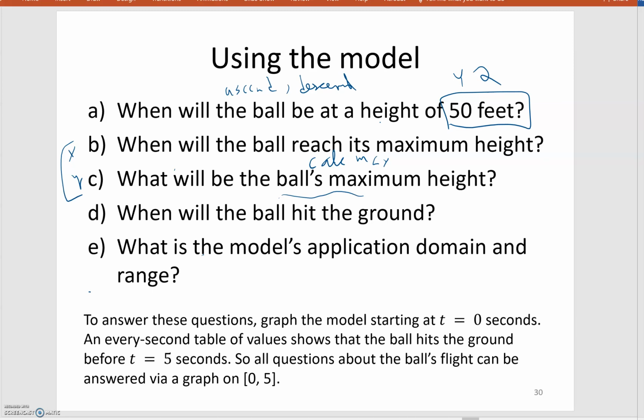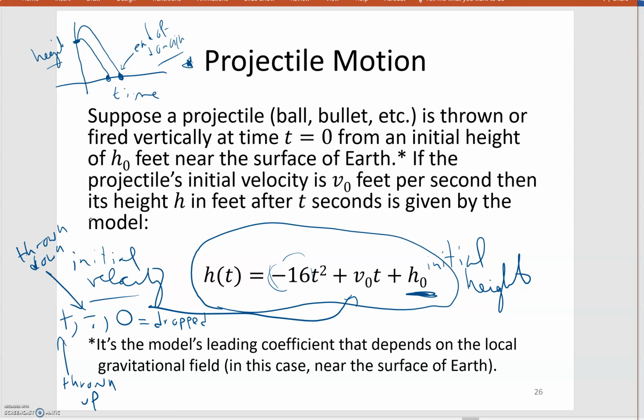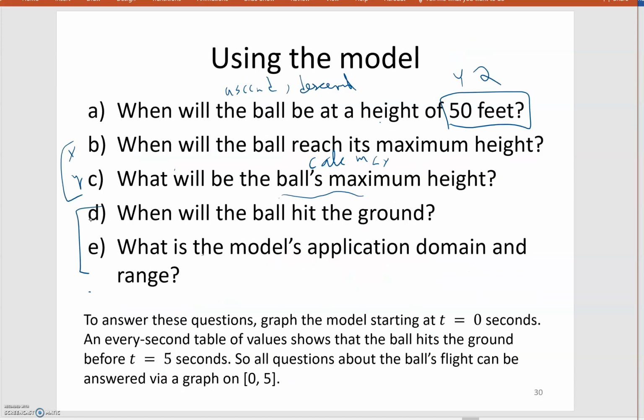Okay, so in the last video we were talking about this projectile motion problem and we'd gotten down to part D. Let me just remind you of what the function was. Right here, negative 16t squared plus 70t plus 5. This is the ball thrown vertically upward with initial velocity 70 feet per second and height 5. Okay, so when will the ball hit the ground?